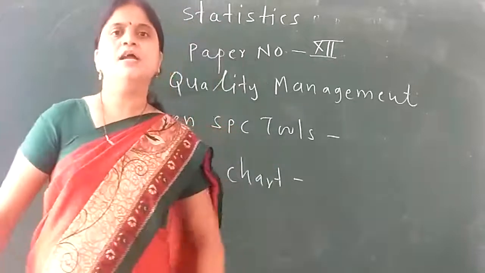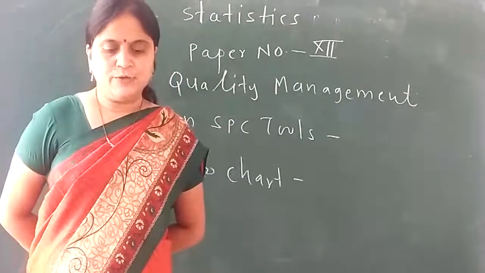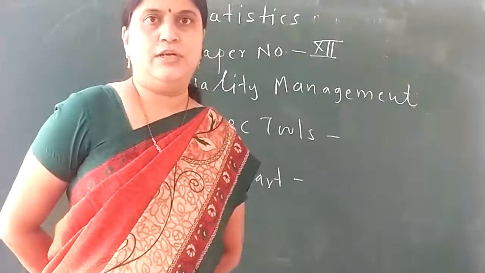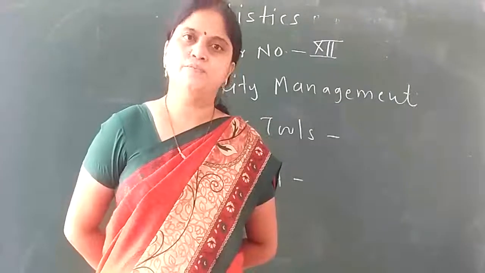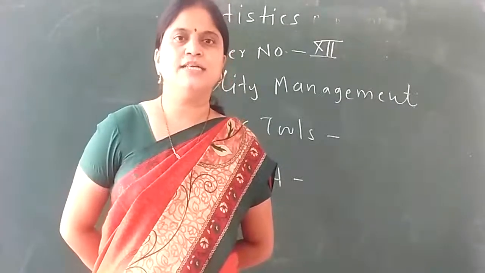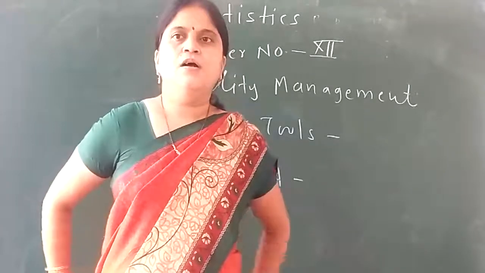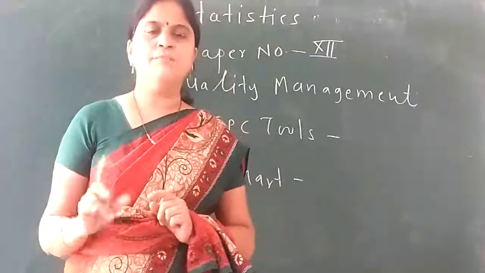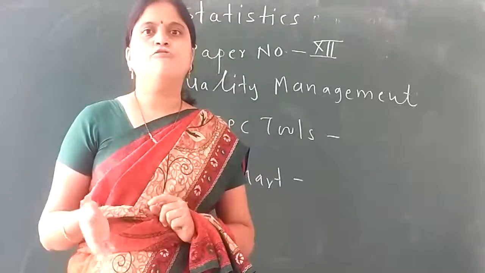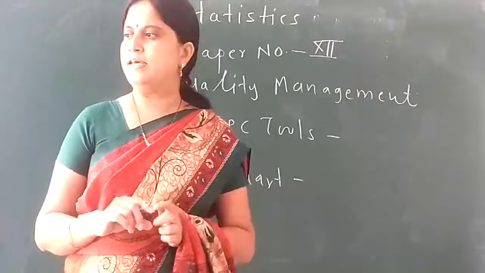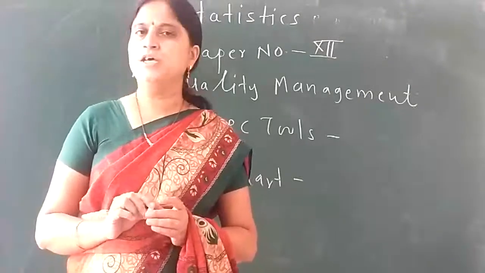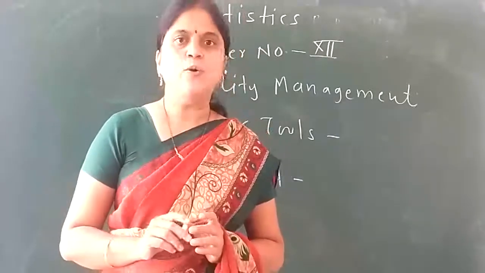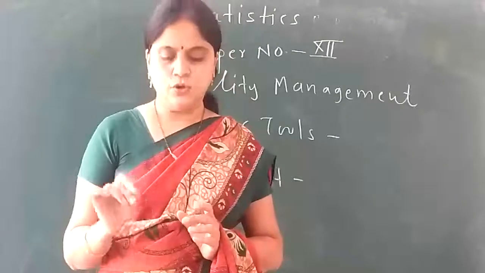So what is DMAIC? DMAIC means define, measure, analyze, improve and control. Define, measure, analyze, improve and control. Okay, so that is my DMAIC cycle. In the DMAIC cycle, for the phases of measure and analyze, this Pareto chart will be used. Fine. So Pareto chart was given by Vilfredo Pareto, and hence the name is Pareto chart.